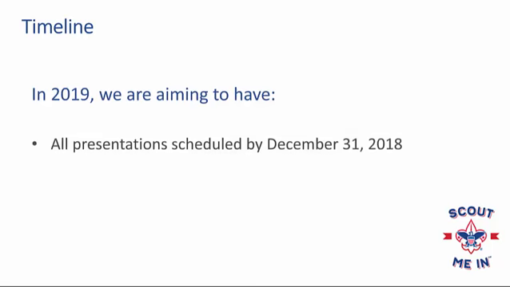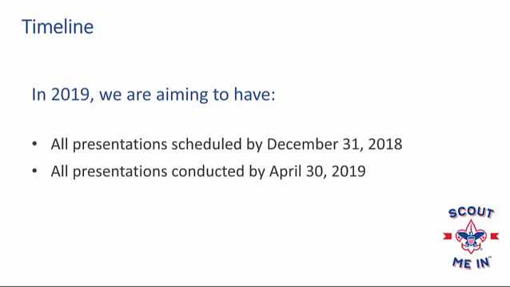Now let's take a look at our timeline. This year, we are aiming to have all of our presentations scheduled by the end of the year. So if you're helping to schedule a presentation with a unit, please keep that in mind. In addition, we'd like to have all presentations conducted by April 30th so that we can effectively wrap up the campaign and move forward to fun summer activities. Work with your Friends of Scouting chair, scheduler, and team to confirm your presentation dates. We'll talk more about those individuals in a minute.